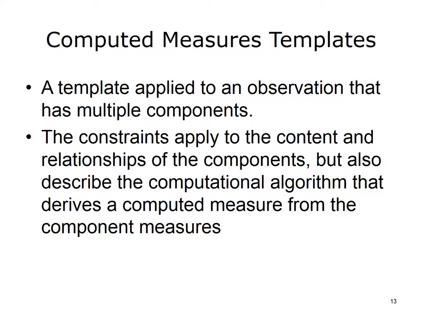Slide 13. A computed measures template is applied to an observation that has multiple components. The template describes the computational algorithm that creates the data element. It is, in effect, a complex data element. The constraints apply to the content and relationships of the components, but also describe the computational algorithm that derives a computed measure from the component measures. An APGAR score is one example, and a Glasgow Coma score is another example.